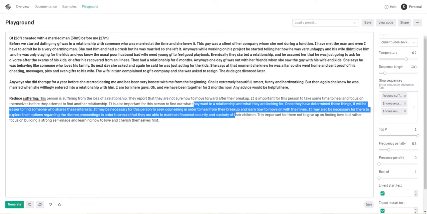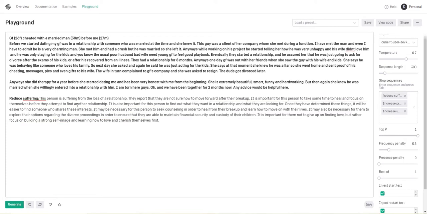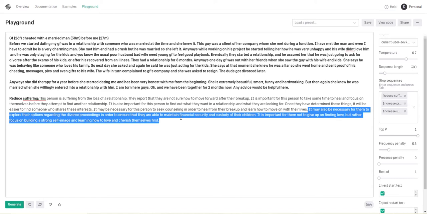So you see it spits out all kinds of ideas about how to reduce suffering. It is important for them not to give up finding love, but rather focus on building a strong self-image and learning how to love and cherish themselves first. Right? So some of these are pretty boilerplate. In this case, because this is my first go, this model is not perfect because it's kind of confused about who's getting divorced. Right?